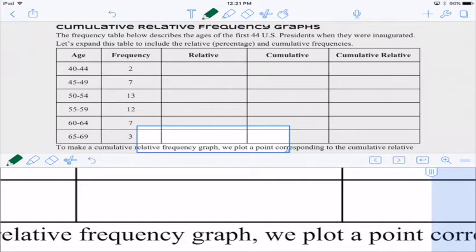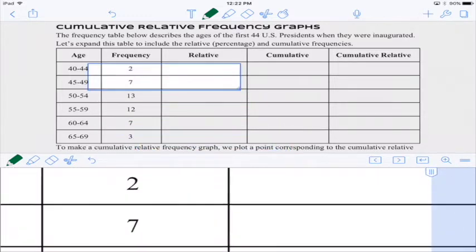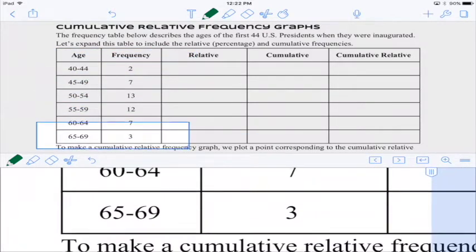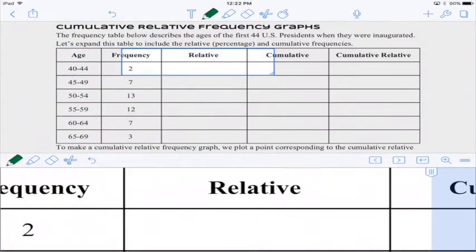The frequency table below describes the ages of the first 44 US presidents when they were inaugurated. So let's expand this table to include the relative percentage and cumulative frequencies. This is what we're used to seeing. This is what we use for our histogram. Relative is going to put this in a decimal.